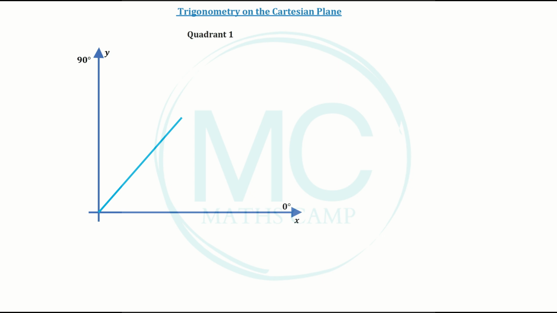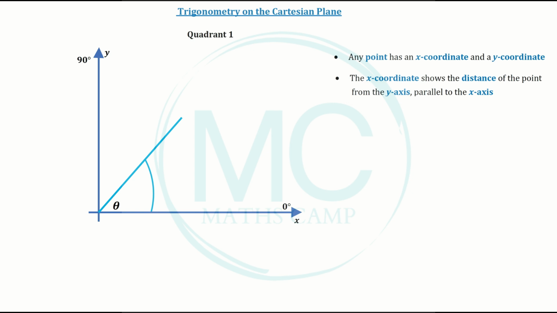We have just said that when working with angles in the Cartesian plane, we start on the x-axis and we draw an angle up to the terminal arm. Let's call our angle theta. Now, we know from coordinate geometry that any point on the Cartesian plane has an x-coordinate and a y-coordinate. The x-coordinate tells us the distance of the point from the y-axis parallel to the x-axis, and the y-coordinate tells us the distance of the point from the x-axis parallel to the y-axis.